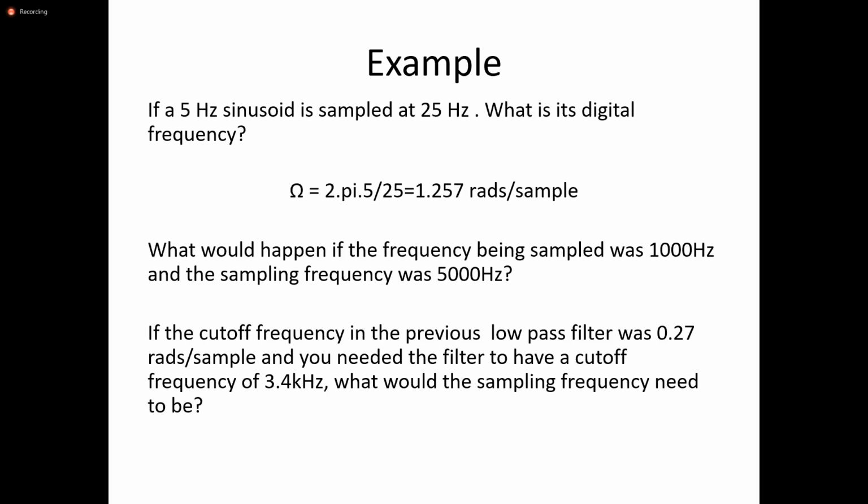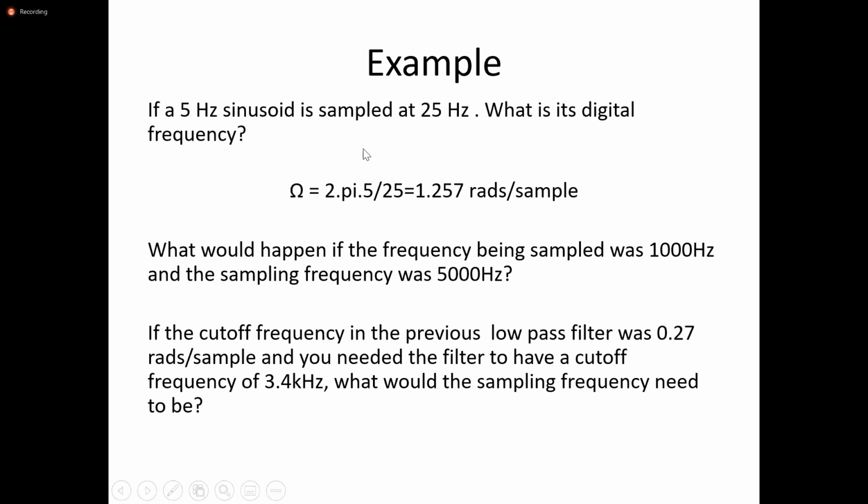So let's look at an example then. If a 5 Hertz sinusoid is sampled at 25 Hertz, what is its digital frequency? Right, so in terms of cycles per sample, you would just simply divide 5 by 25, and that would give you 1 over 5 or 0.2.